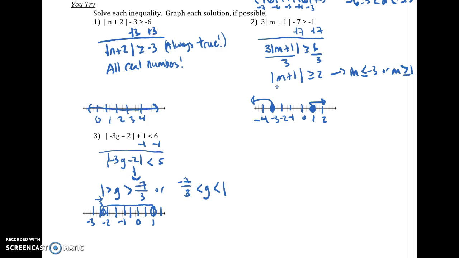And remember, again, like I was saying, you've got to remember when there are all real numbers as your solution, like in number 1, versus no solution. And also, like number 3, you're going to end up dividing by that negative 3 in front of g, so you'll notice my signs flipped. You can go ahead and write your answer either as what you see here on the left or what's over here on the right. I personally prefer this because I find it easier to graph, but again, it's kind of up to you.